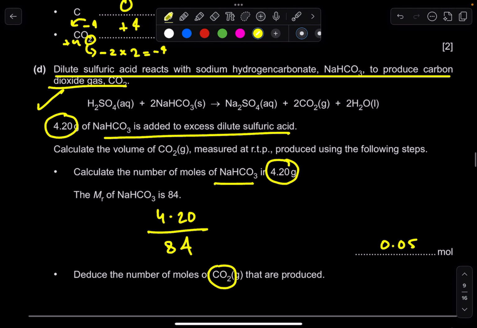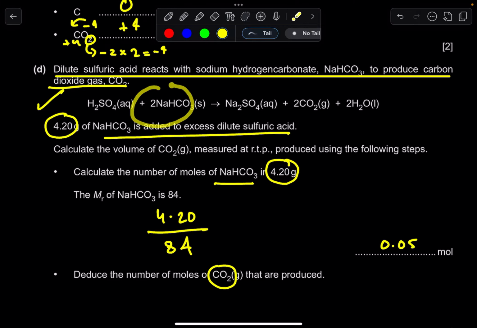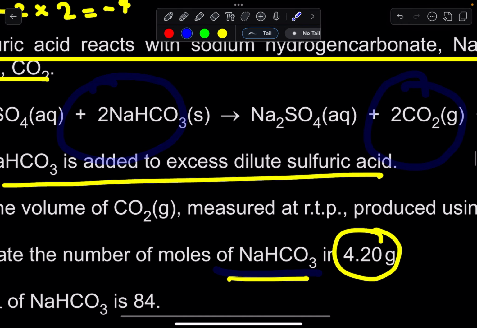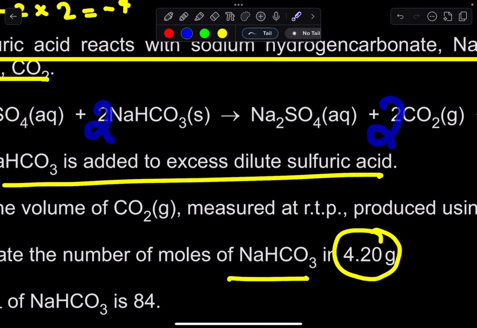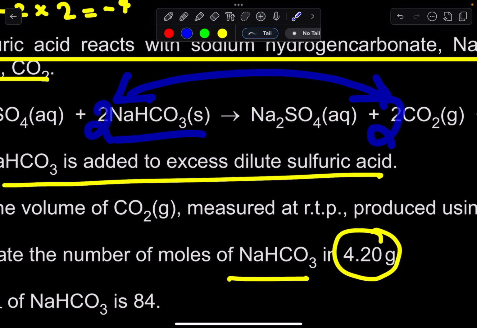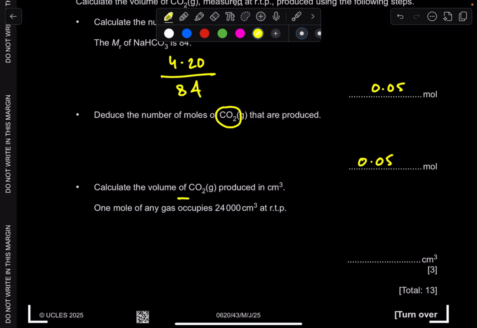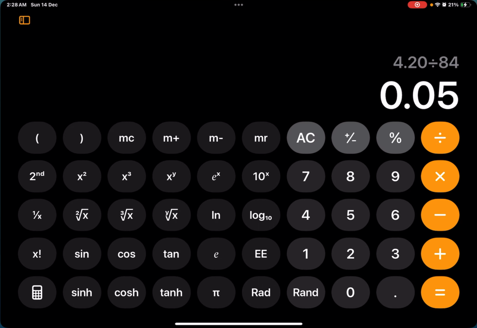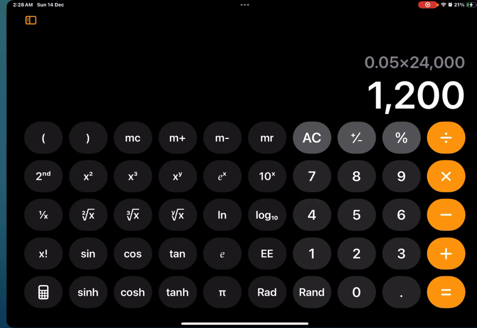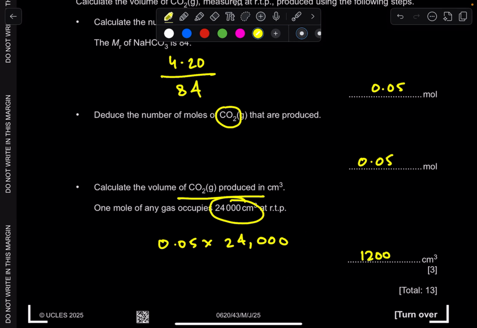Next step says deduce the number of moles of carbon dioxide. For this we need to check the ratio. You see that sodium hydrogen carbonate to carbon dioxide, over here it's clear and visible that it's 2:2. So the number of moles of carbon dioxide and sodium hydrogen carbonate are going to be the same because it's a 2:2. So it's 0.05 moles of this as well. Calculate the volume of CO2 produced. 1 mole occupies 24,000 cm cube. So you multiply the moles with the volume occupied by 1 mole, 0.05 multiplied by 24,000, and we get 1200 cm cube. That's going to be our volume.